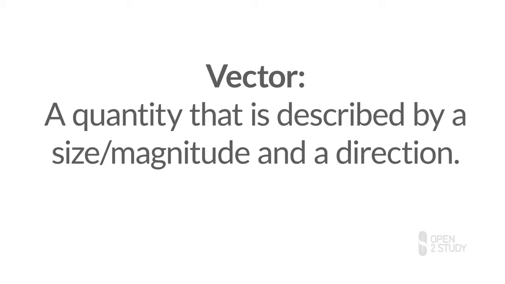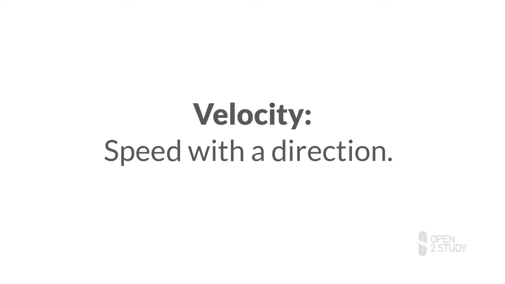Now a quantity that has a size and a direction we call a vector quantity. And there's lots of examples of them. We just saw one there. That's an example of velocity, how fast you're going and in what direction. The vector quantity, velocity. Not everything's a vector quantity, by the way.